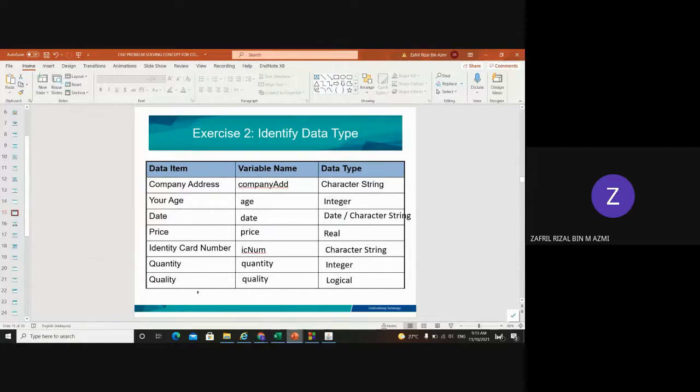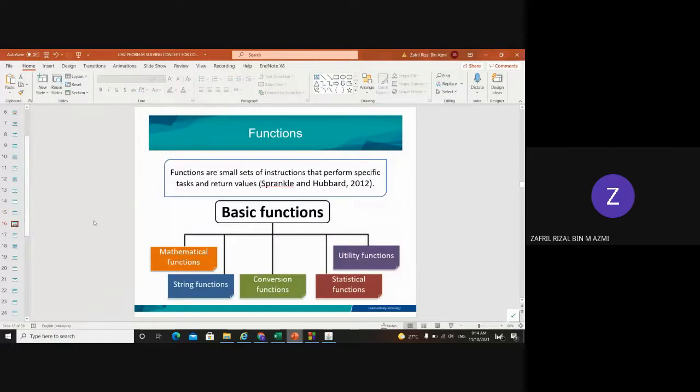Okay, again, quality pun, not entirely necessary every time. It should be logical, true or false, it can be integer. It's up to you as a designer, but you must have your concrete reason why it is integer, why it is string. You must be able to differentiate. Okay, so that's about it.